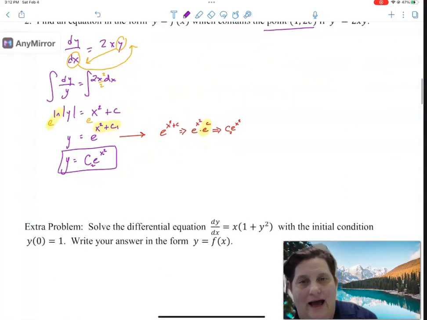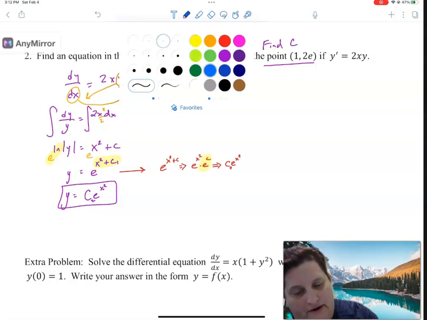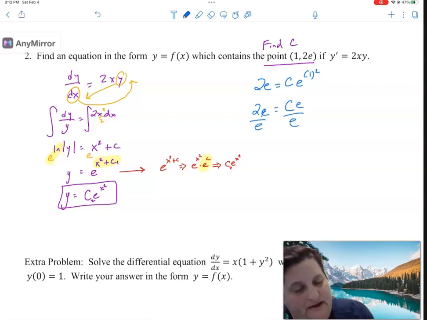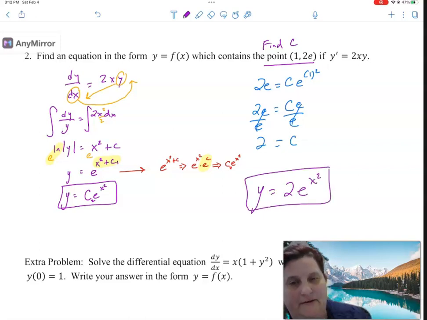Okay. So now, let me go ahead and use this point. Y, which is 2e, is C e to the 1 squared. So 2e equals Ce. If I divide both sides by e, c equals 2. So my answer for this is y is 2e to the x squared. Okay?